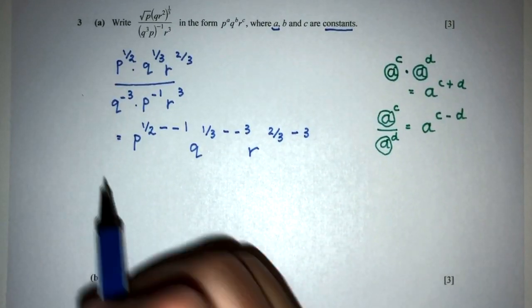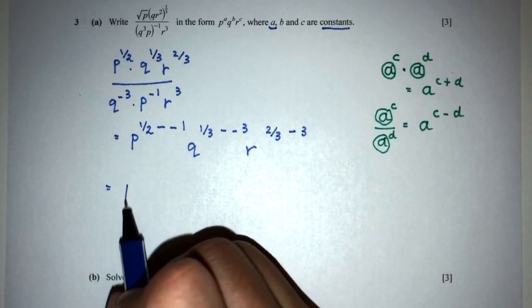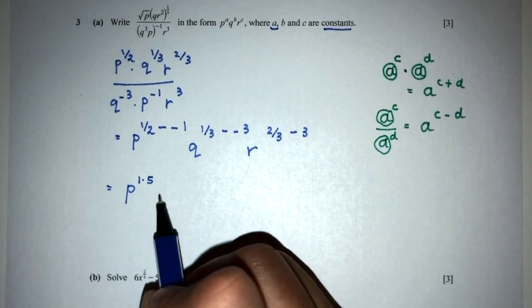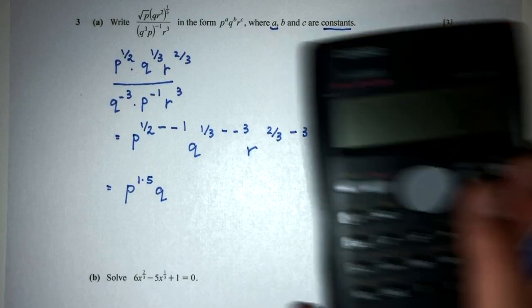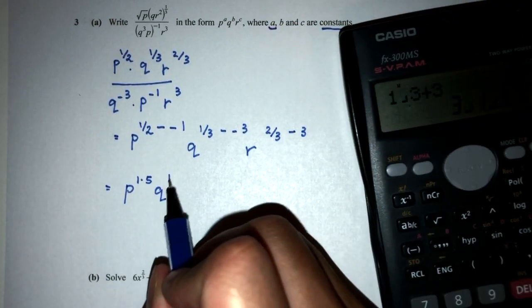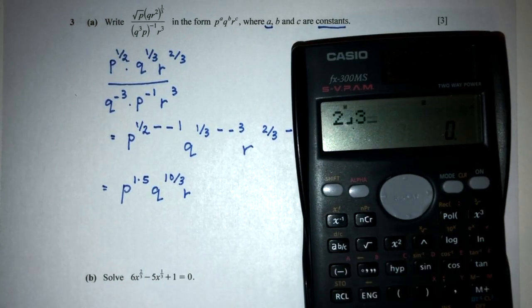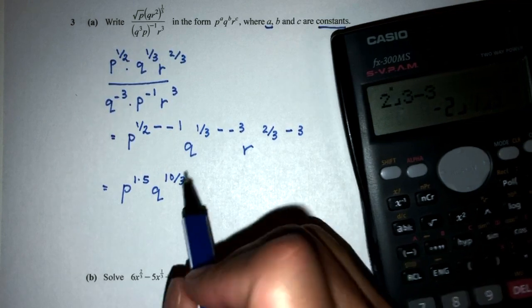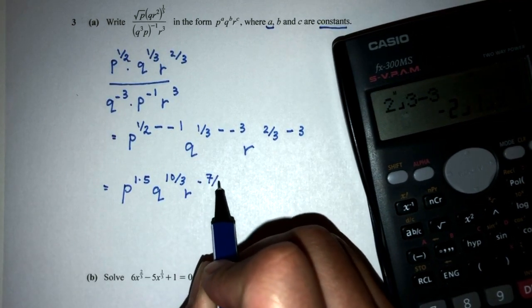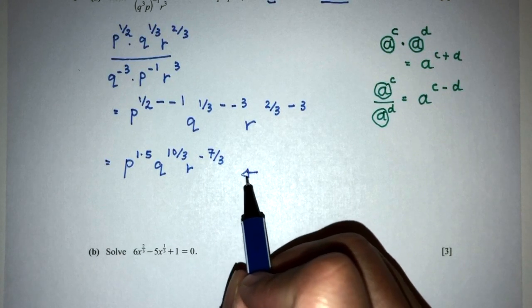Now let's simplify one by one. So what is half minus minus 1? That should be p power 1.5, right? And q, what is 1 over 3 plus 3? That should be 10 over 3. And r will be what? 2 over 3 minus 3. That should be minus 7 over 3. That will be part 1 of question 3.